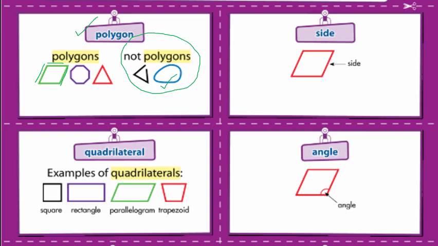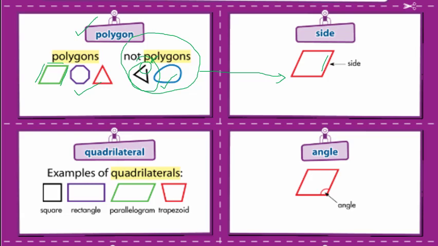Excellent, because the sides are not straight. A polygon must have straight sides. And what about this one? Why is this not a polygon? Very good, because it is not a closed figure. It is not closed. So the polygons are the closed figures with straight sides.